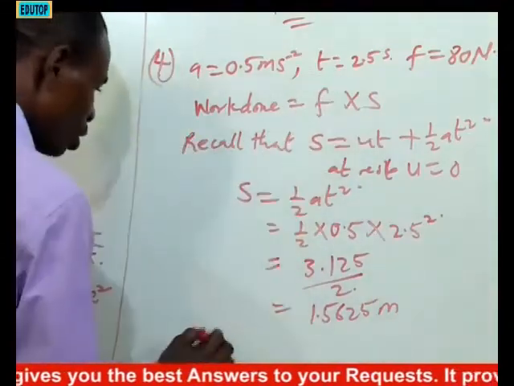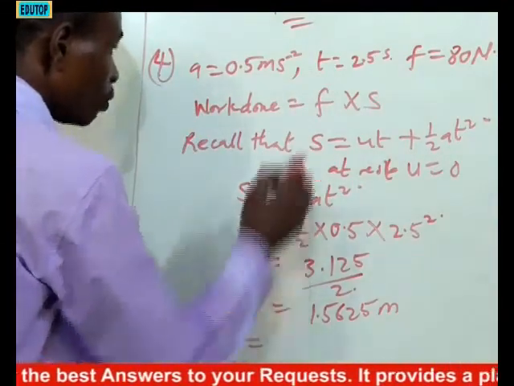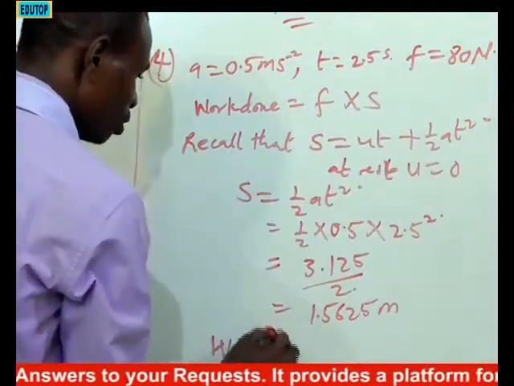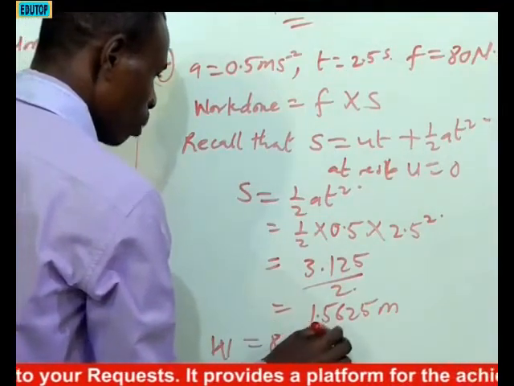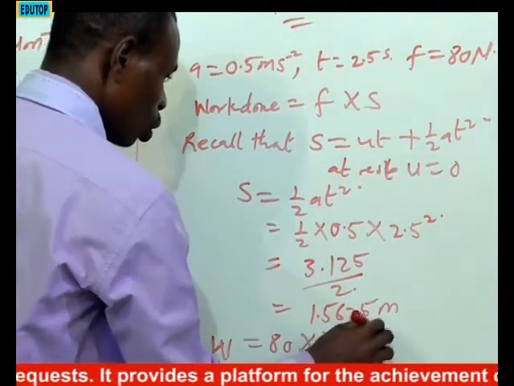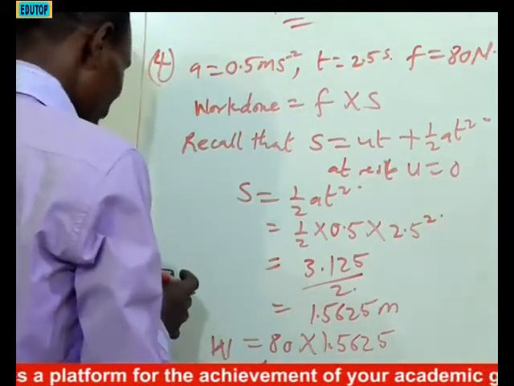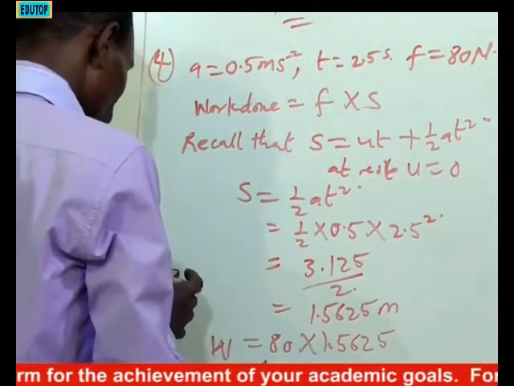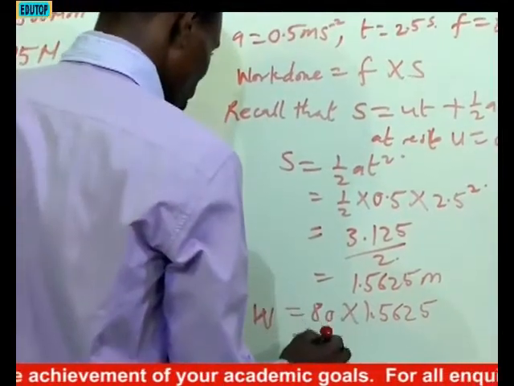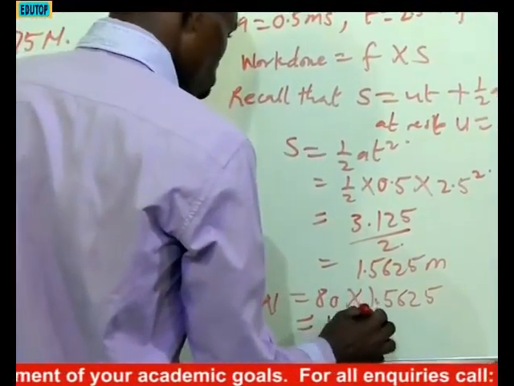So together now, the work done will be equal to force, which is 80, times 1.5625. And when we multiply what we are having by 80 now, we are going to have 125 joule.